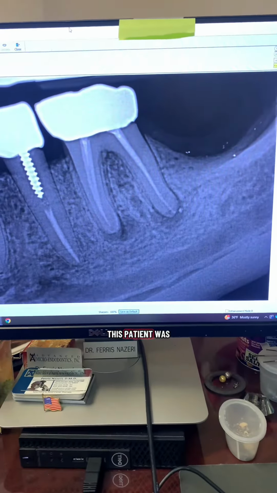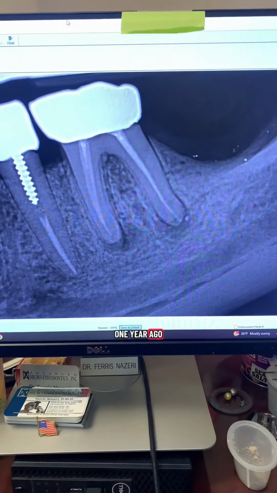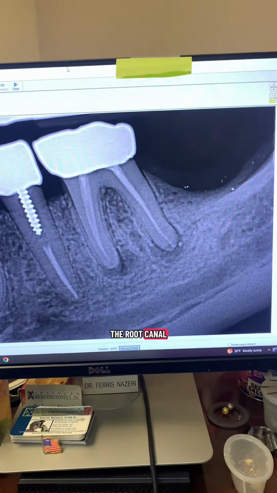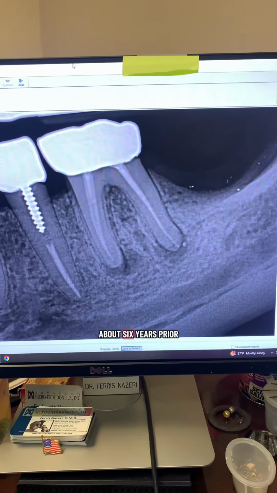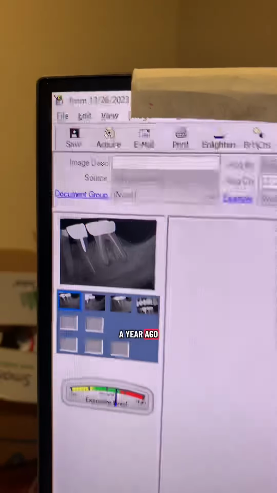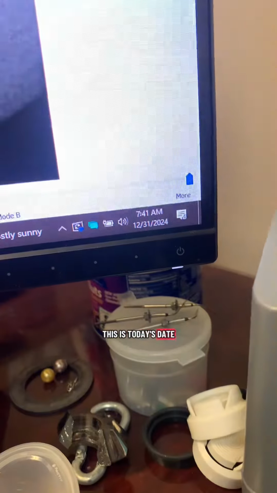This patient was referred to me a year ago for endodontic retreatment of tooth number 19. According to the patient, the root canal was done by her previous dentist about 6 years prior. And here's the date, as you can see, a year ago. This is today's date.